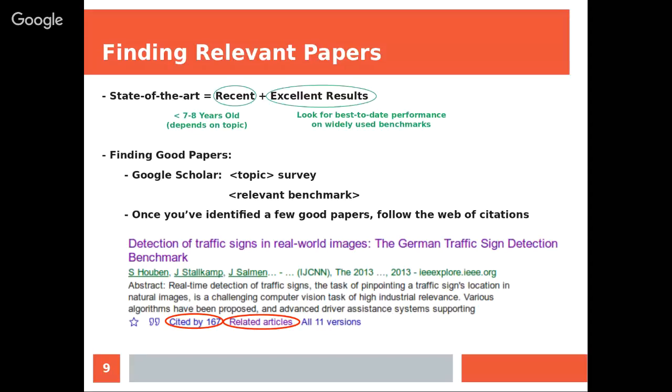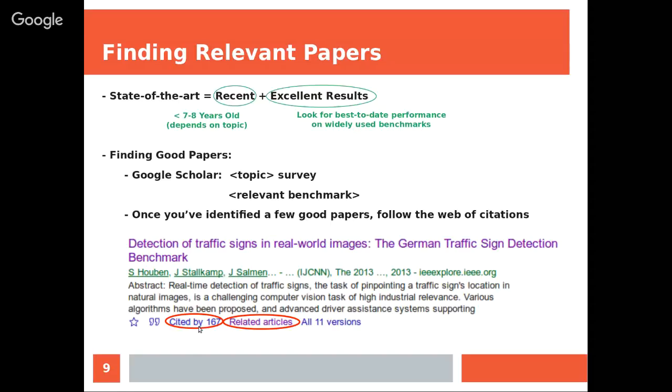The other topic I'll plug into Google Scholar fairly early on is the name of some benchmark, often one that I found in the survey paper. For example, the German traffic sign detection benchmark. And that's very useful to find the original paper, because all of the papers that use it will cite it. And you can use these citations to build a web and see how papers are connected within the field. Google Scholar offers two features.